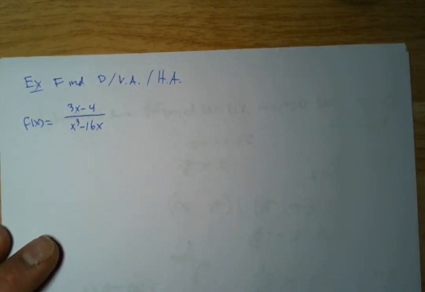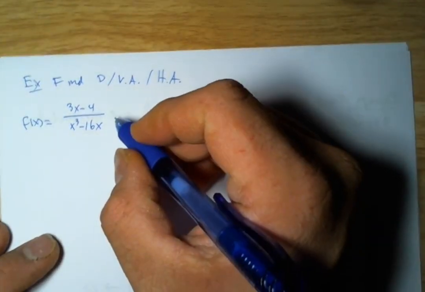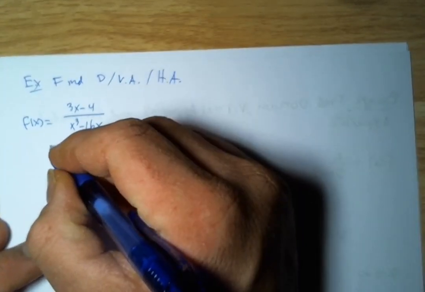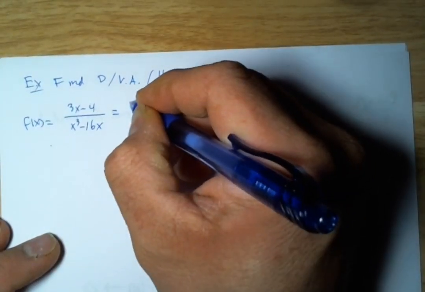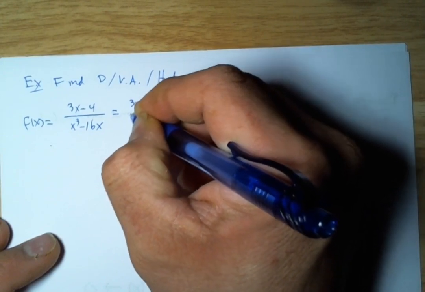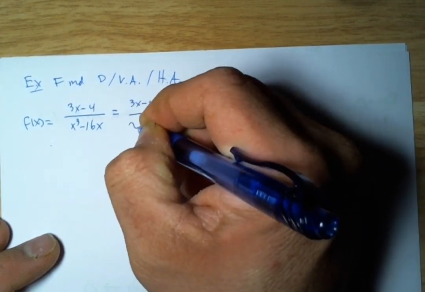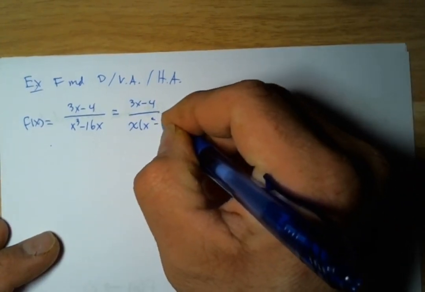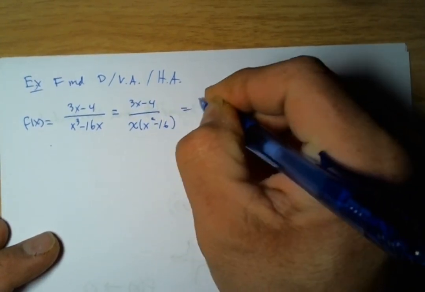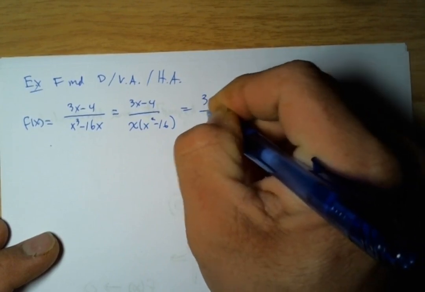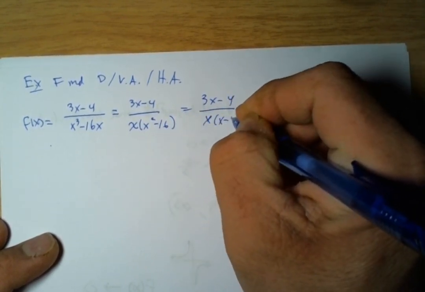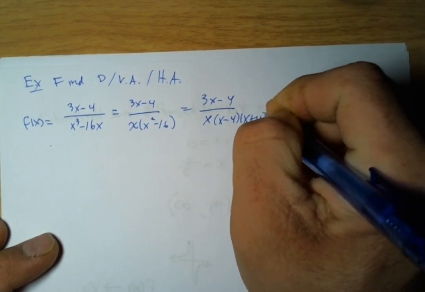Again, I want to have this in factored form. So factoring this, the numerator is already factored. In the denominator I'll have an x as a common factor, x squared minus 16, and 3x minus 4 over, this is a difference of squares, so x minus 4, x plus 4.